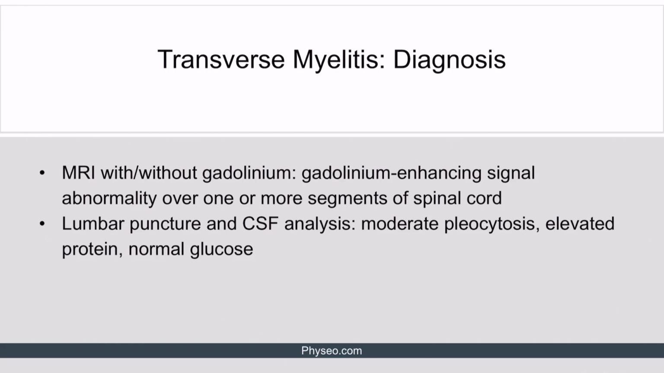To diagnose transverse myelitis, MRI with or without gadolinium is usually performed. It shows gadolinium-enhancing signal abnormality over one or more segments of spinal cord. Also, lumbar puncture should be performed. The cerebral spinal fluid analysis shows moderate pleocytosis, elevated protein, but normal glucose.